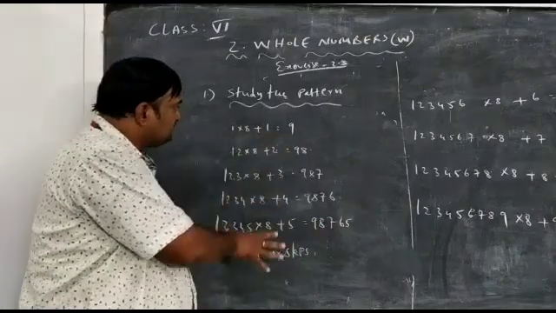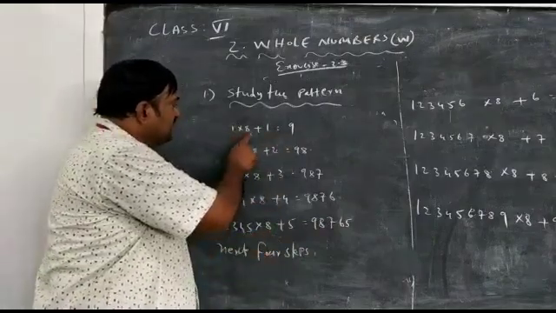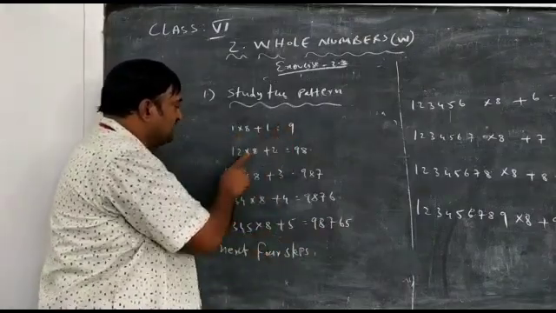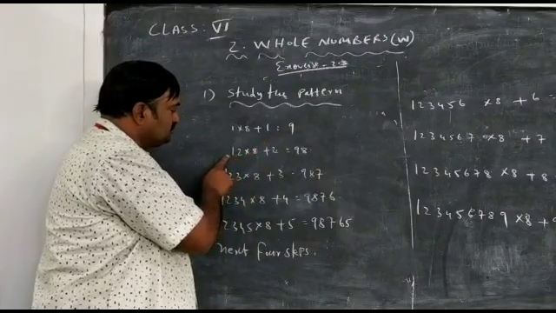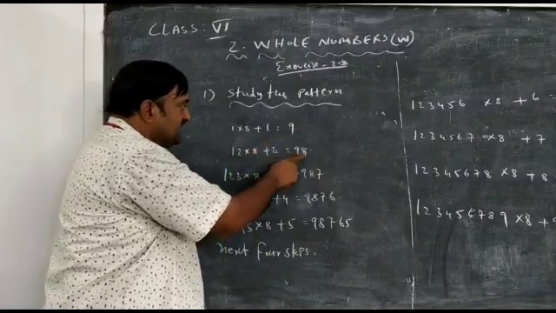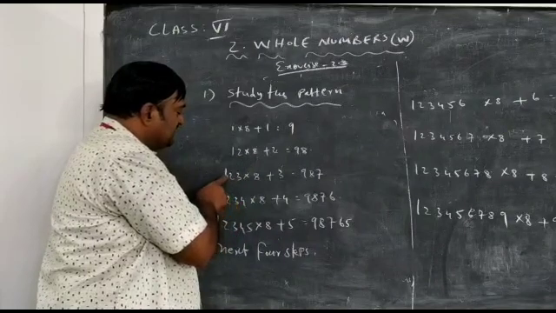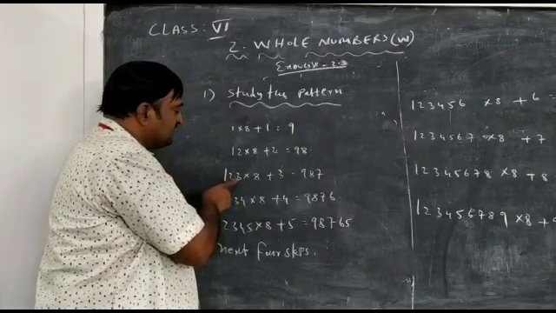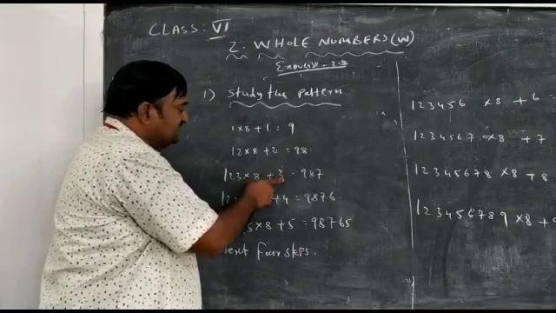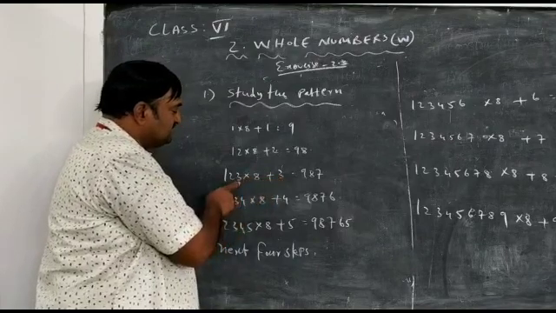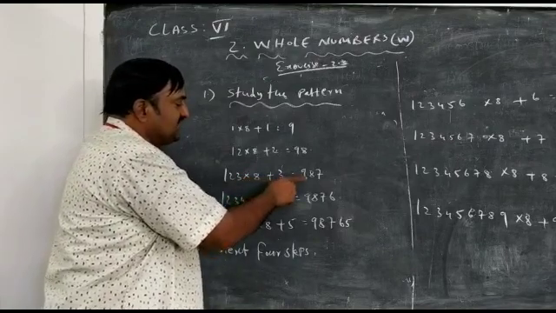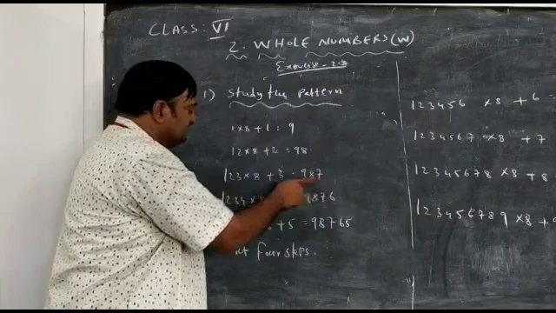What do you observe in this pattern? Here, 1 into 8 plus 1, only 9, 1 digit came. Here 1, 2, 2 digits came. Here 9, 8. Again 1, 2, 3. Here these values are increasing, and the addition value is also increasing. See which number is increasing, the addition also increasing, and this number is automatically decreasing. Observe it.